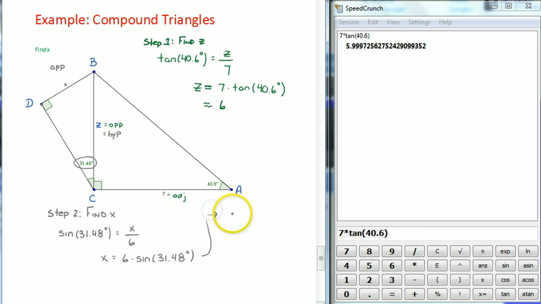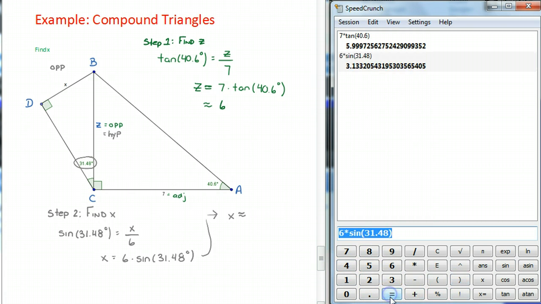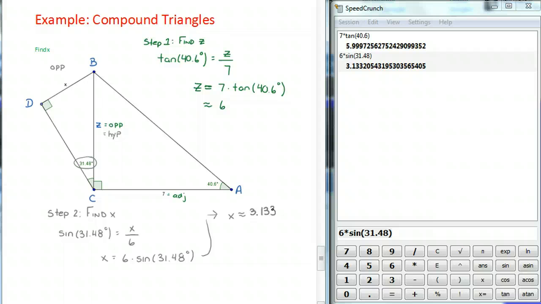So let's come up here. x is approximately equal to, and I'm going to come over to my trusty calculator, 6 times sine of 31.48 equals 3.13. So it's approximately 3.133, whatever the units happen to be in this case. Now I'm going to take my red just to help show this. There's my final answer. Now I'm going to ask myself, does this make sense?